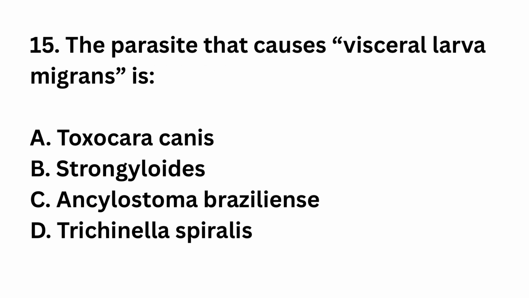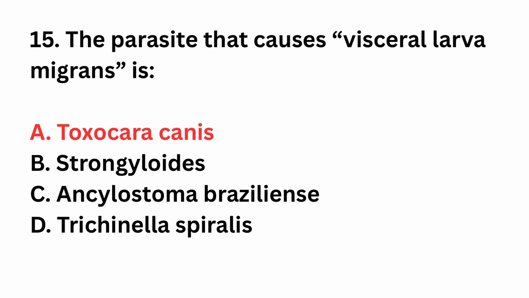Question number 15. The parasite that causes visceral larva migrans is Toxocara canis, Strongyloides, Ancylostoma braziliense, Trichinella spiralis. The right answer is option A, Toxocara canis. Toxocara larvae migrate through human organs. Children get infected from contaminated soil.